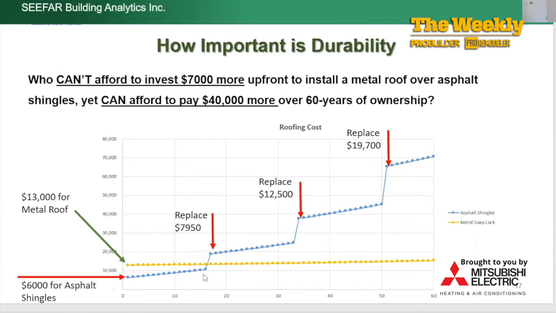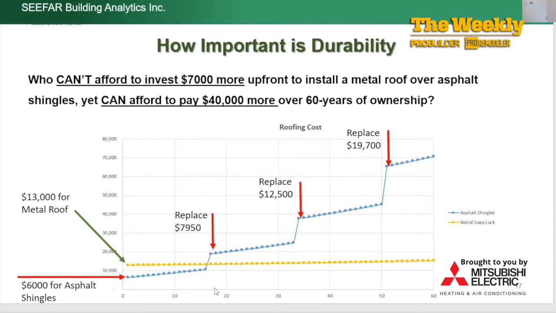You can see this. So that's about what you would say, like after 15 years? But this is 17 years in this case. So in this case, the assumption was the asphalt shingles would last 17 years.